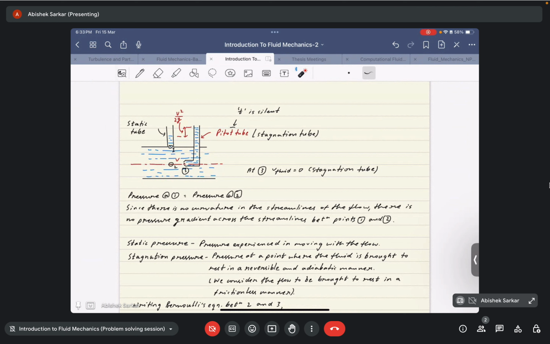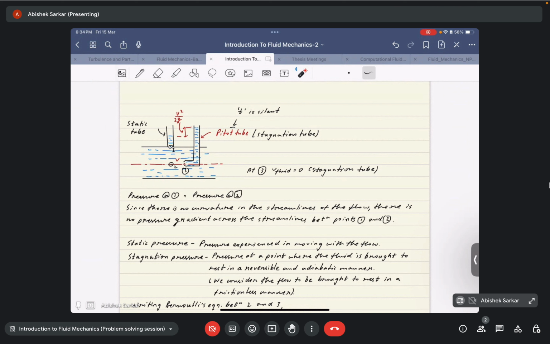one of the three flow measuring devices that we are going to study in today's session. That is, first is the pitot tube, then there is the venturi meter and the orifice meter. These are the three flow measuring devices, where the venturi meter and orifice meter are essentially used to measure the flow rate through a particular duct or pipe.